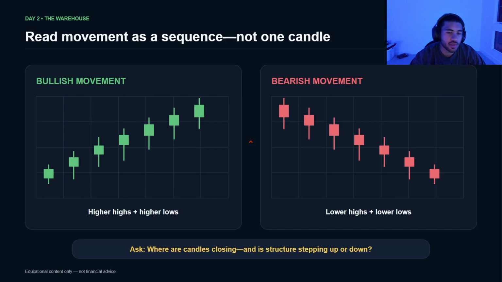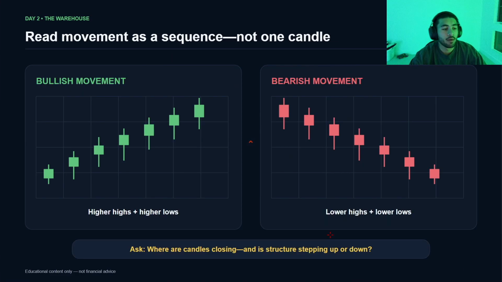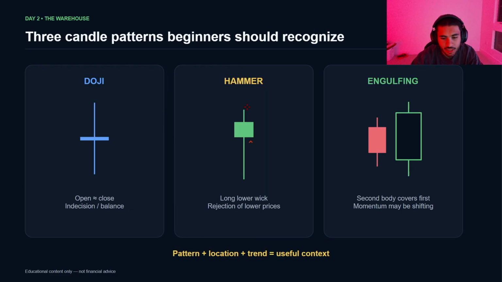Read movement as a sweep, not one candle. So basic bullish and bearish movement, right? Bullish movement is making higher highs, higher lows. Bearish movement is making lower lows, lower highs. But I'll show you what those look like on a line graph. I'm sure you've seen it on a line graph. I'll show you examples once I get to the charts. I'm just trying to run through this pretty quick so I can actually hop on the charts to show you guys.